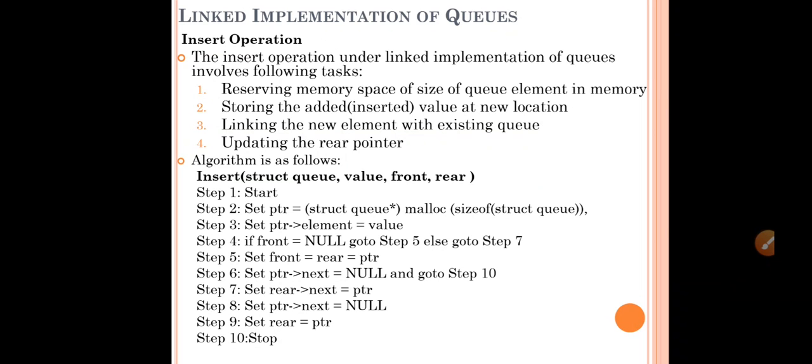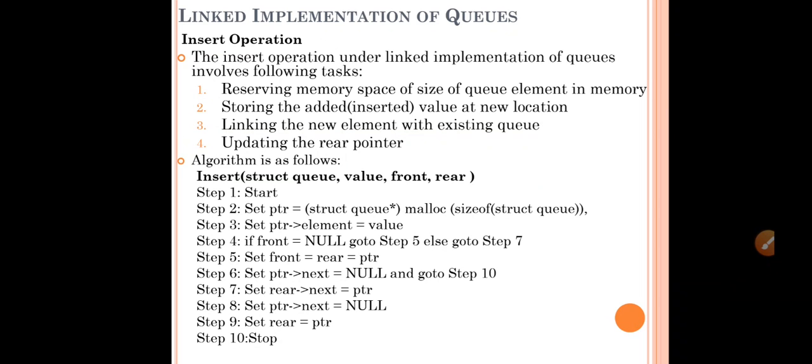Step 1: start. Step 2: set ptr equal to new node. Here we are going to create the node, right? So set ptr equal to the element, then we are going to store that element into the ptr element, that is in the info field. If front equal to null, go to step 5, or else go to step 7. If this condition is true, go to step 5, that is front equal to rear equal to ptr, and set ptr of next equal to null, then go to step 7.